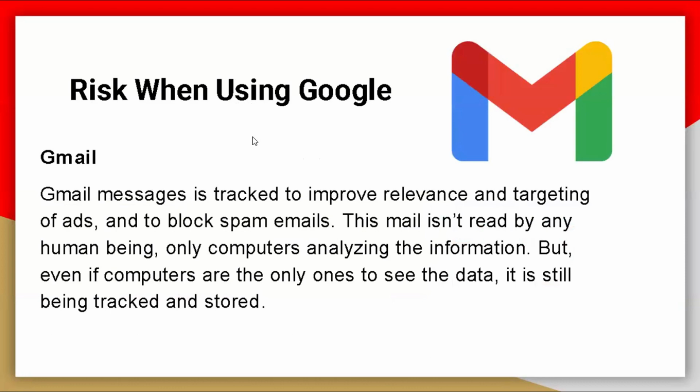Gmail messages are tracked to improve relevance and targeting of ads and to block spam emails. This email isn't read by any human being, only computers analyzing the information. But even if computers are the only ones to see the data, it is still being tracked and stored.